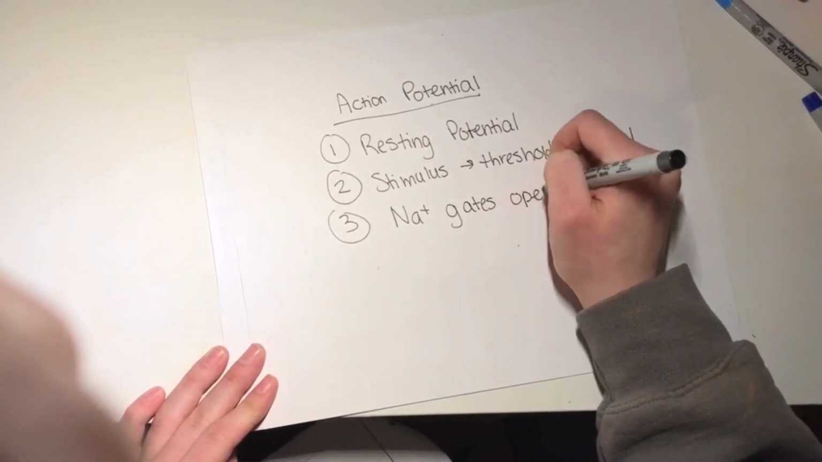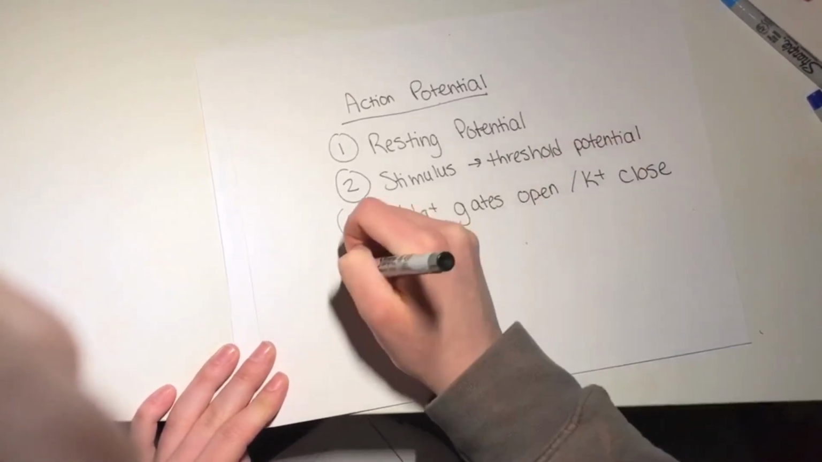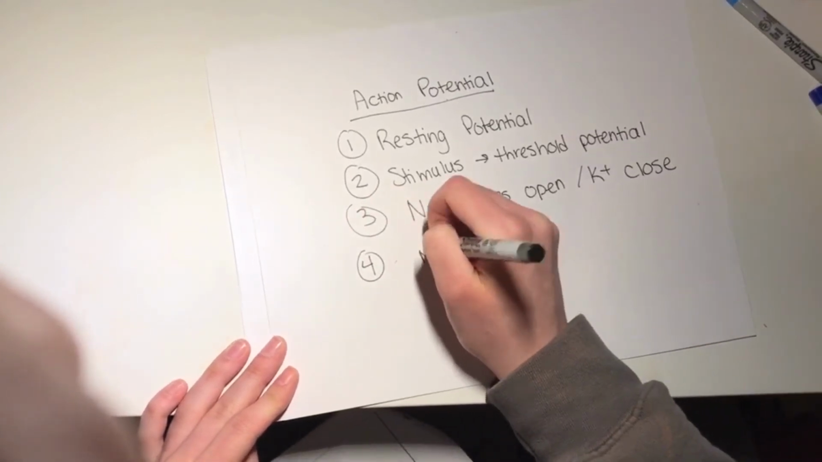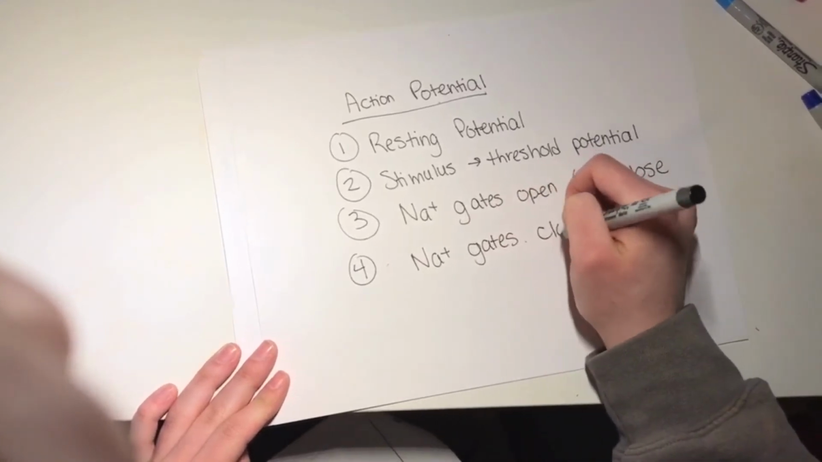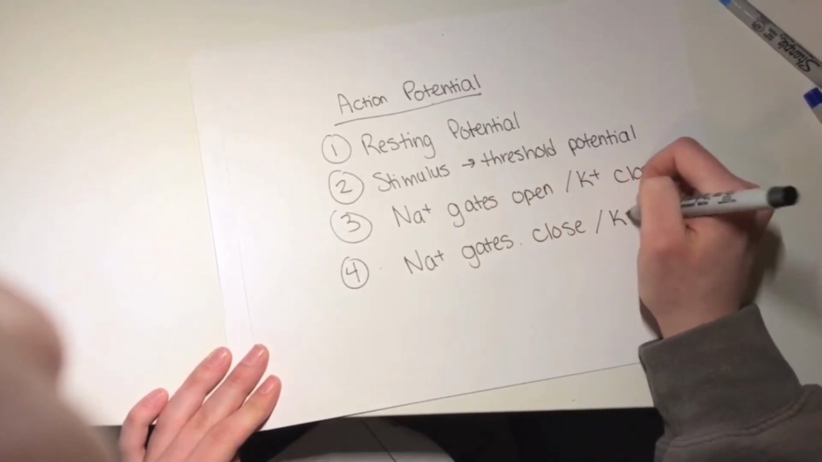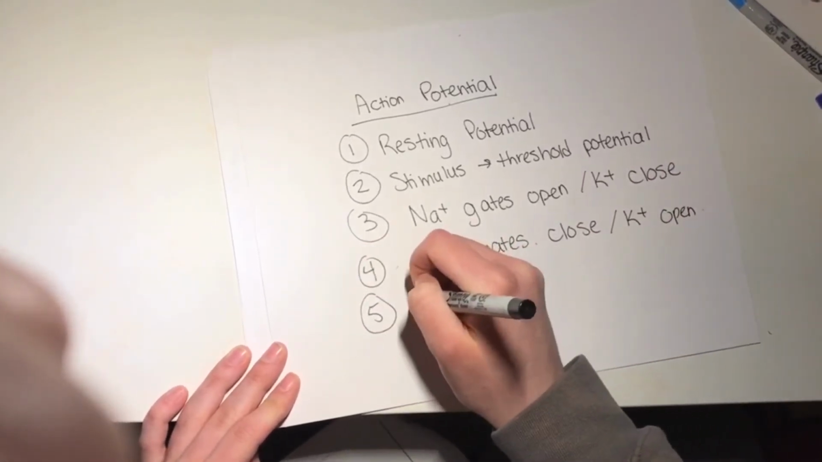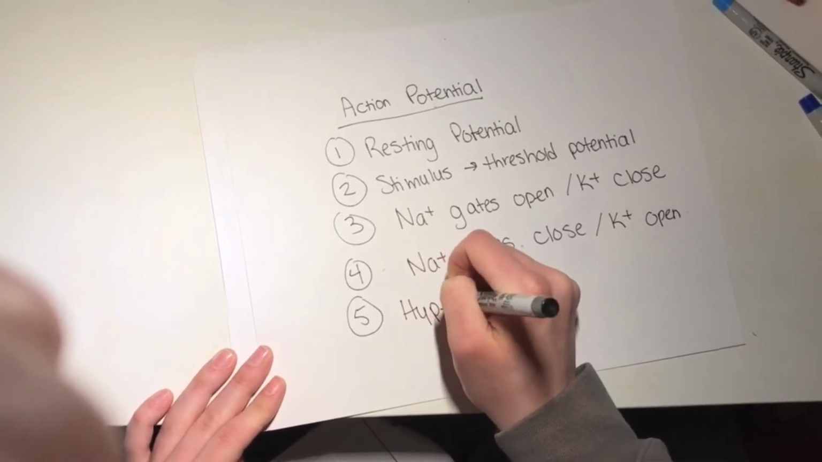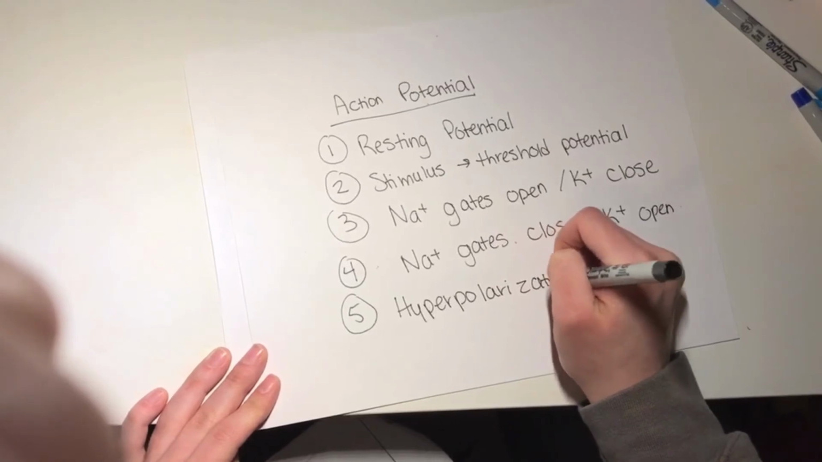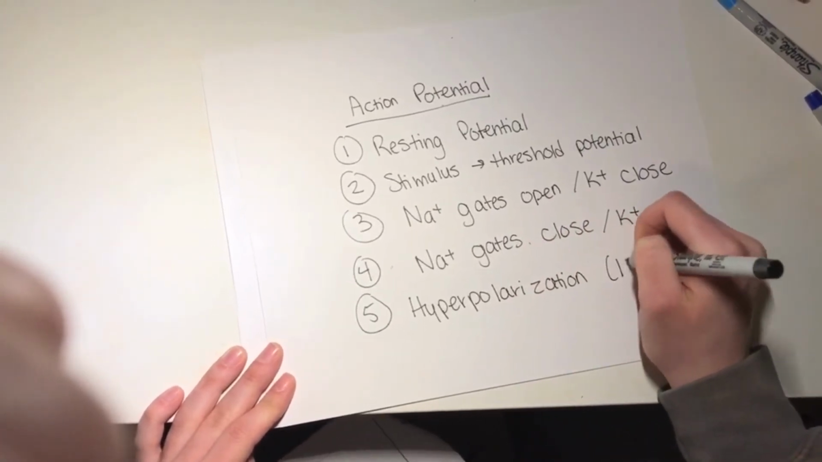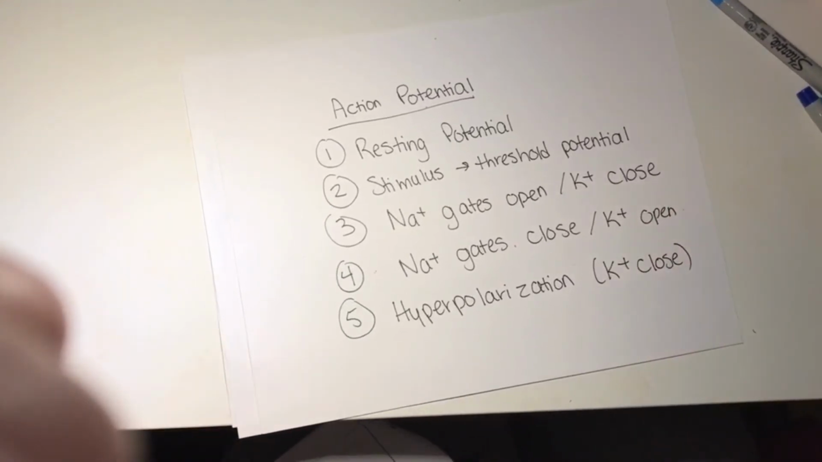Then, if enough sodium gates open, this causes a full action potential. And so the sodium gates are open, the potassium gates are closed. This is depolarization. Once it reaches positive 35 millivolts, then the sodium gates close and the potassium gates open, causing repolarization. When more potassium flows out than necessary, this causes hyperpolarization and a charge of negative 80 millivolts. This ensures that the nerve impulse travels in only one direction, because a nerve impulse can only occur where the charge of the neuron is negative 70 millivolts.